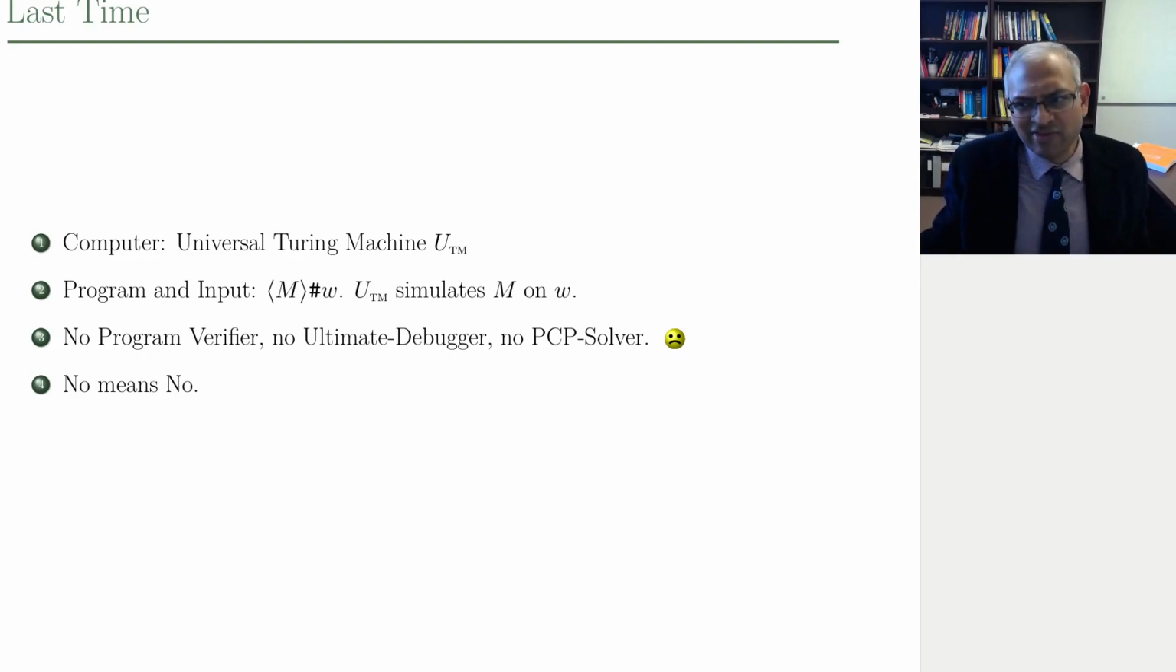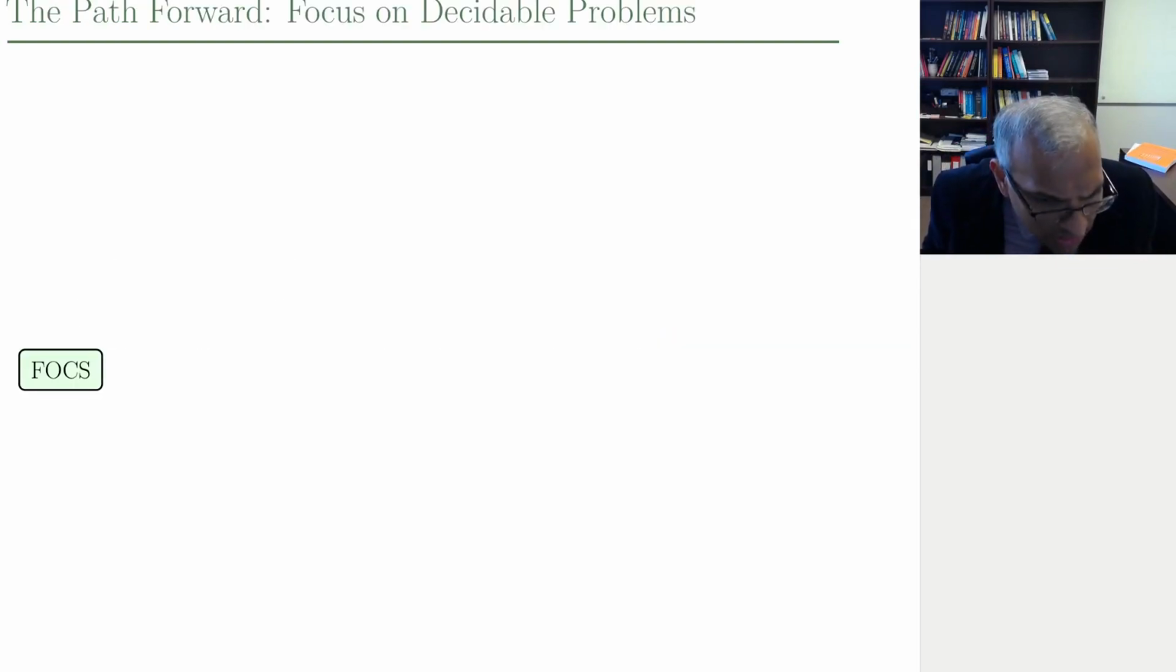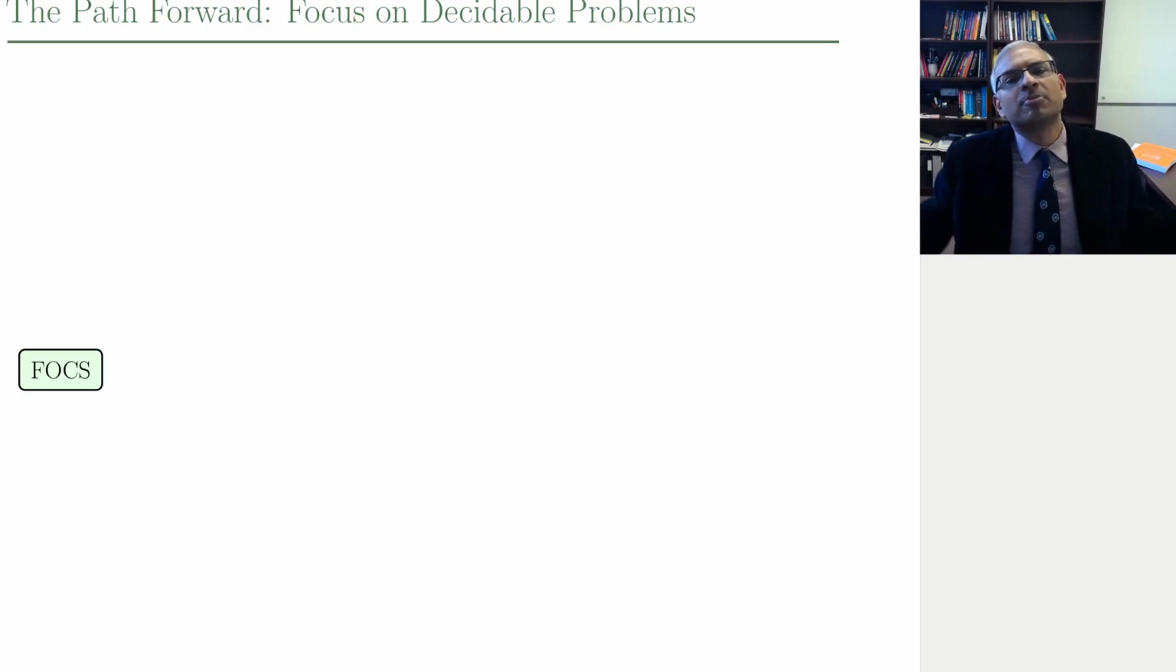So it's a little bit depressing that there are all these great problems that we cannot solve. But in some sense, we might have expected it. We can't solve everything. And so what's the path forward? The path forward is to focus on the problems we can solve, on the decidable problems.